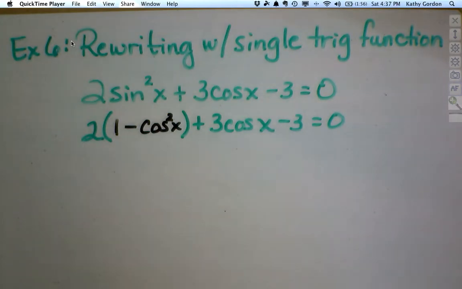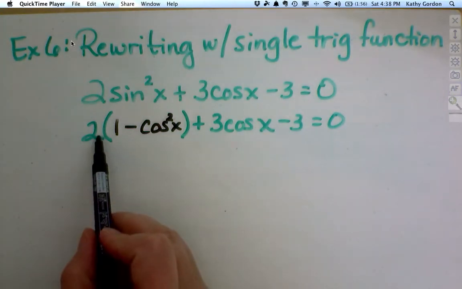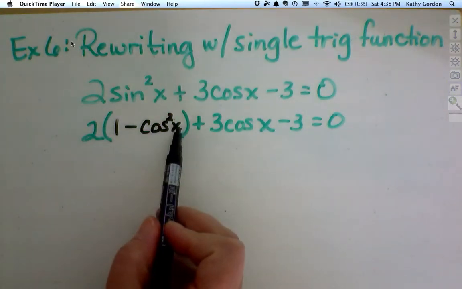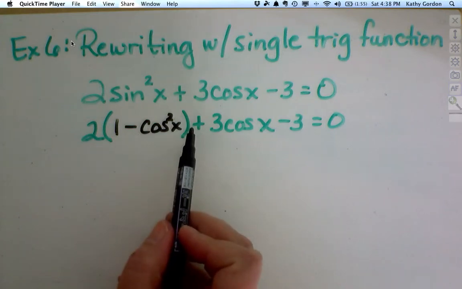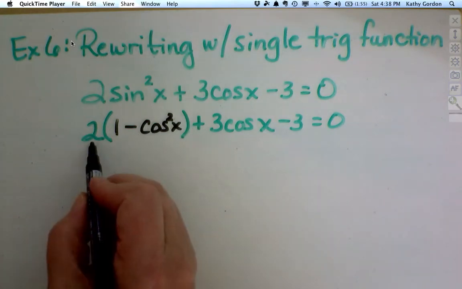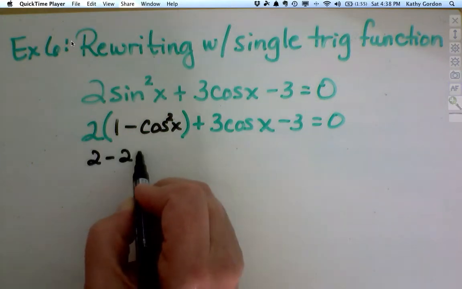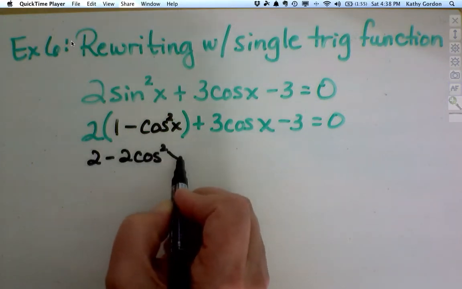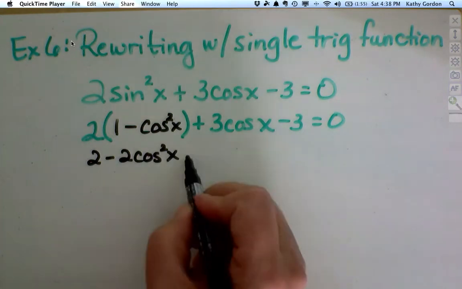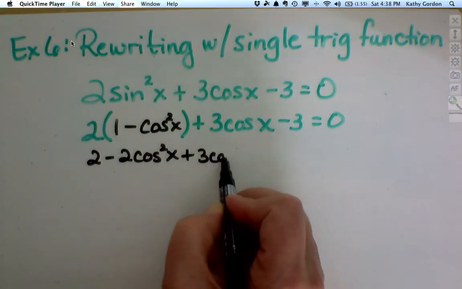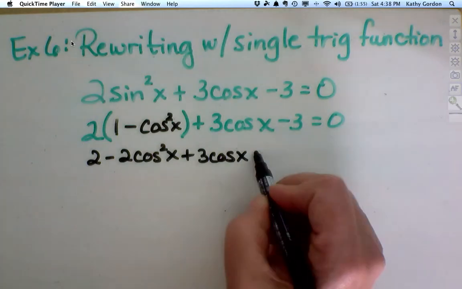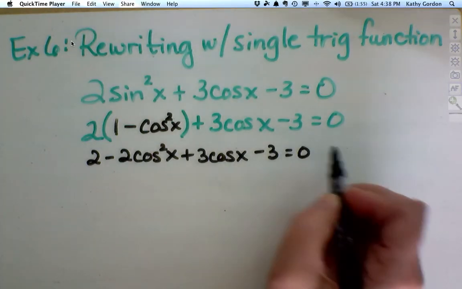Okay? Now, what that means is before I can work this as a quadratic, I need to distribute the 2 through these parentheses and simplify this left side. So, distributing gives me 2 minus 2 cosine squared x plus the 3 cosine x minus the 3 equals 0.